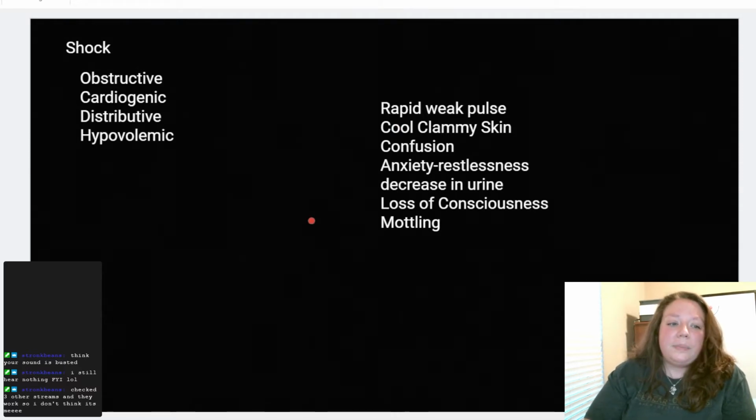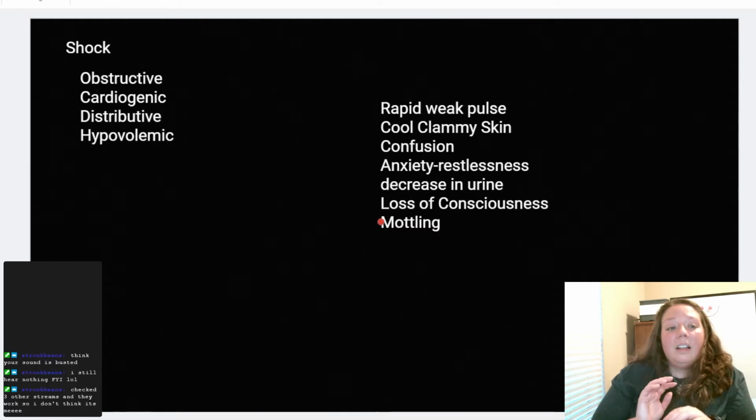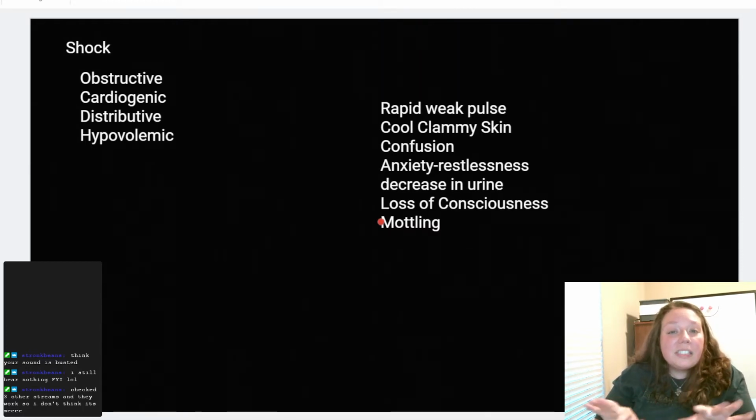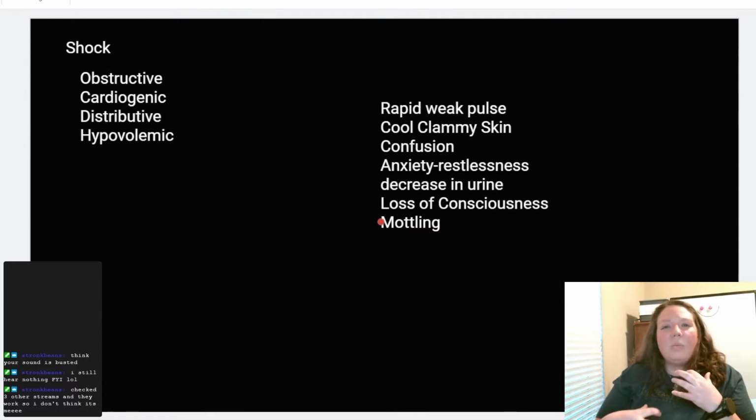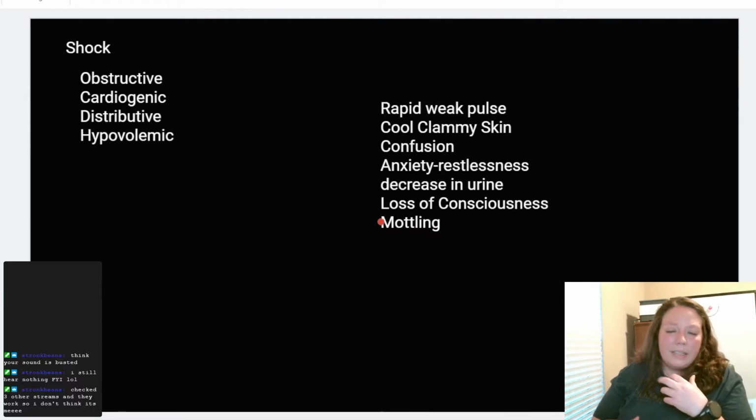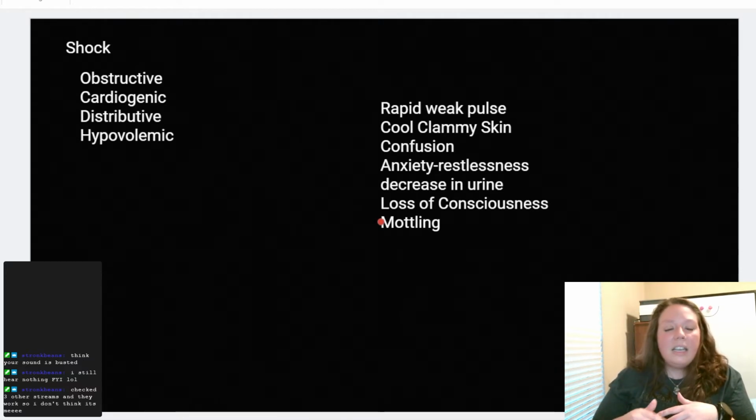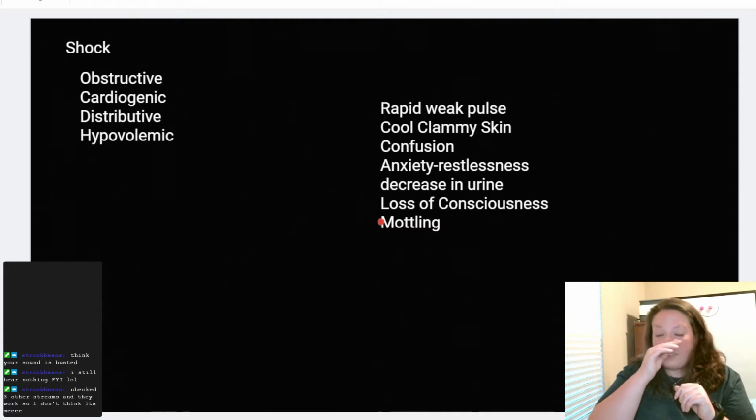Cool, clammy skin. The body doesn't like to really perfuse the skin when it's in a state of shock. It wants to conserve that blood for what it feels is the most important organs, mainly your heart and your brain. So your skin is not going to get the blood flow it needs, so it's going to be cool to the touch. Again, this is not for neurogenic shock. Neurogenic shock, you'll actually have warm skin, and we'll get to that when we get to neurogenic shock. But most forms of shock, you're going to have cool skin because there's no blood flow.